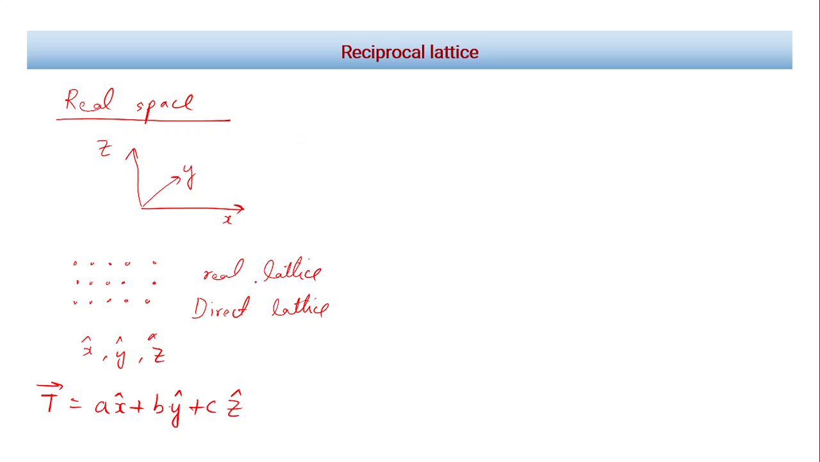So again, in real space, our real lattices or direct lattices, when we talk about primitive unit cell, they are defined by primitive basis vectors. Okay, and primitive unit cell, we know the number of atoms in that unit cell net should be 1.